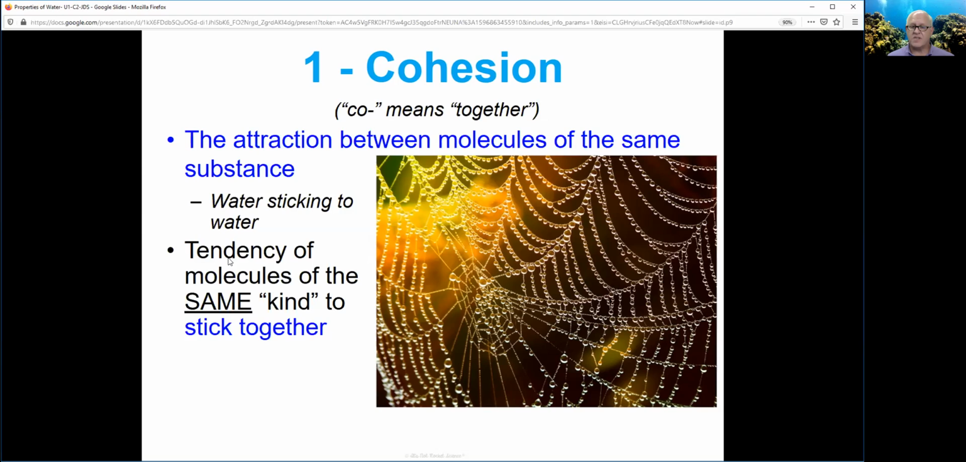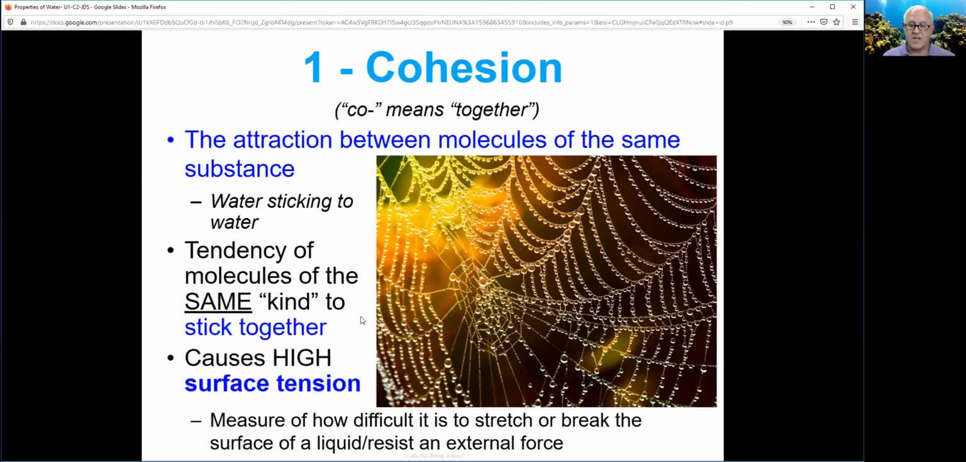And it's the tendency of molecules of the same kind to stick together. What this also causes is what's called high surface tension. And the lab that you're going to do today, when you're done with this lesson, is dealing with surface tension. And so the measure of how difficult it is to stretch or break the resistance of a liquid is called surface tension.